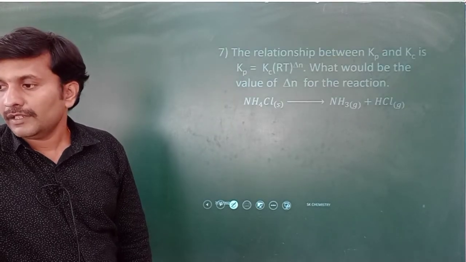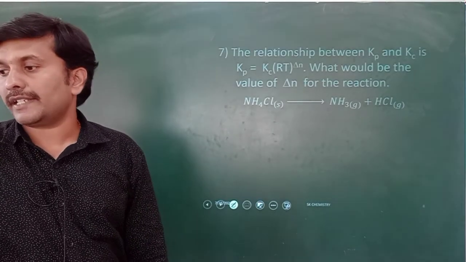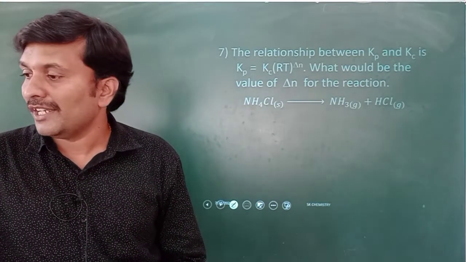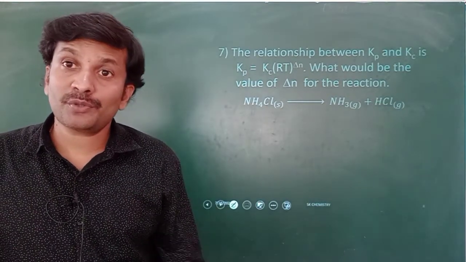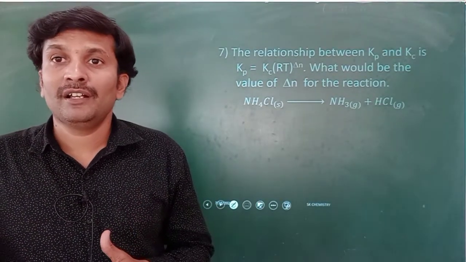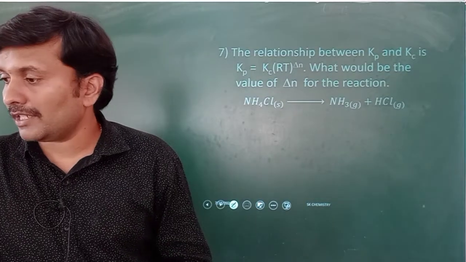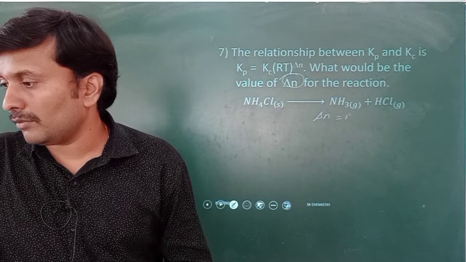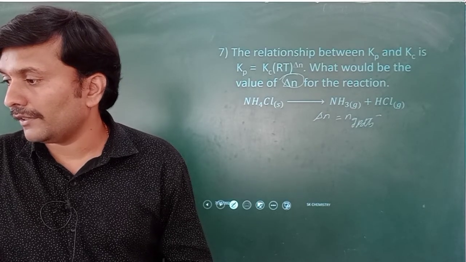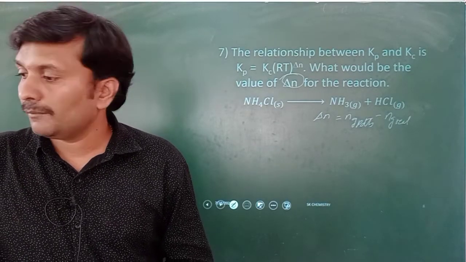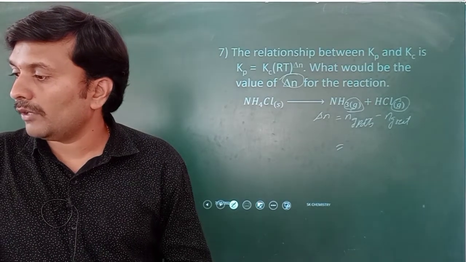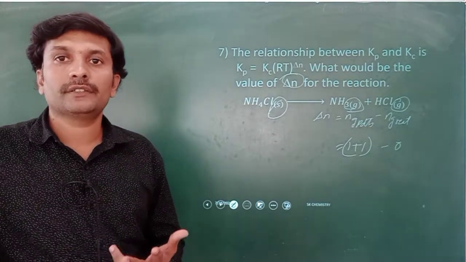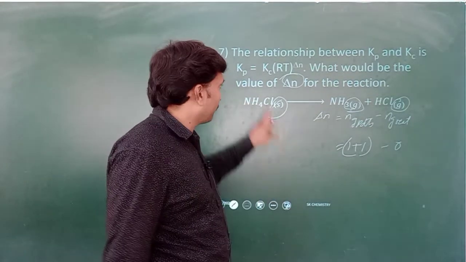Next. The relationship between Kp and Kc. See here how well they have confused you in this confusion test. They gave you a relation, so a student will think that some numerical is there which we have not come across. They are actually asking you delta n. What is delta n? Delta n is the number of moles of gaseous products minus the number of moles of gaseous reactants. Products is how much? 1, then 1. So 1 plus 1 minus 0. Why? Because it is solid.